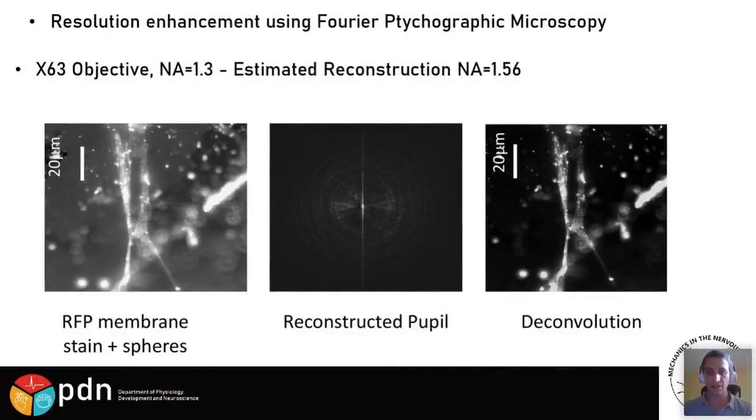That way, we managed to attain around 1.56 numerical aperture out of a 1.3 numerical aperture objective. And as I mentioned before, we have the reconstructed pupil function seen in the middle.